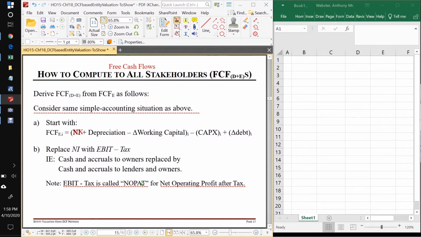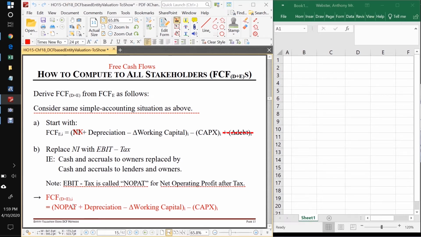The next thing we do is take out the delta debt term, because here we want cash flows to everyone, debt holders as well as equity holders. So now if we substitute that in, the free cash flows in year I to everybody, available to debt holders and shareholders, is just NOPAT plus depreciation minus changes in working capital minus CapEx in the year. So you see, very similar. We've just replaced net income with NOPAT.